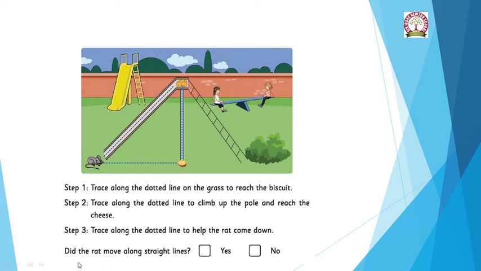Here we have a question. Did the rat move along straight lines? Say yes or no. Is this a straight line or a curved line? Yes, it's a straight line. All the three lines are straight lines.